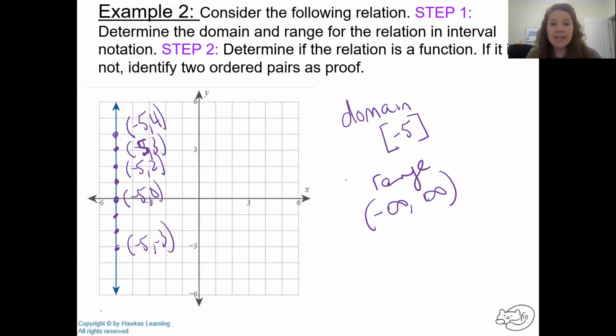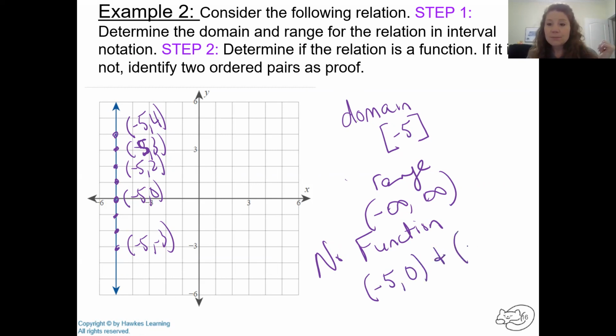And then, is this a function? This definitely fails the vertical line test, right? Is it a function? It is not a function. And then the next statement is, give me 2 ordered pairs that prove it's not a function. Well, you could take any of those. You could take -5, 0, the y-intercept, and any other ordered pair where that x value is -5. Any 2 pairs would prove that it's not a function.